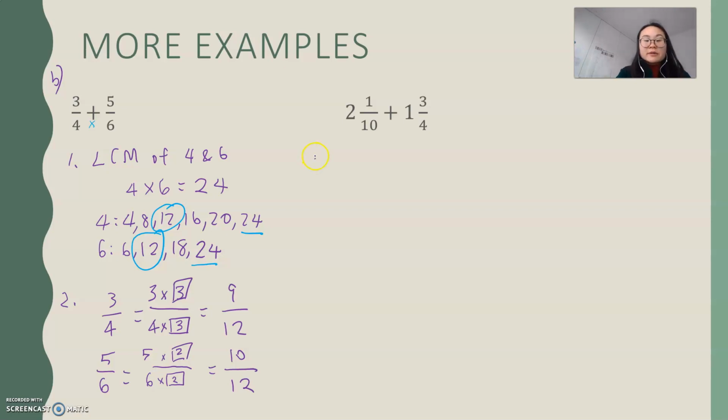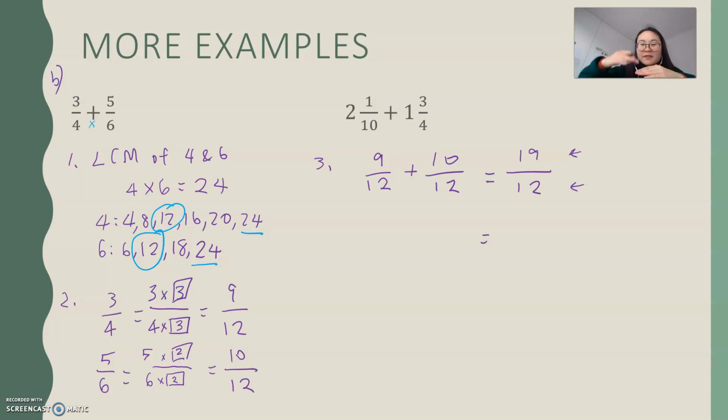Now I can do step 3, which is to add them. So 9 over 12 plus 10 over 12 gives you 19 over 12. That is an improper fraction because the numerator on top is greater than the denominator on the bottom. We usually don't like to write fractions as improper fractions because it's not normal to have the numerator greater than the denominator. So we're going to convert that into a mixed fraction.